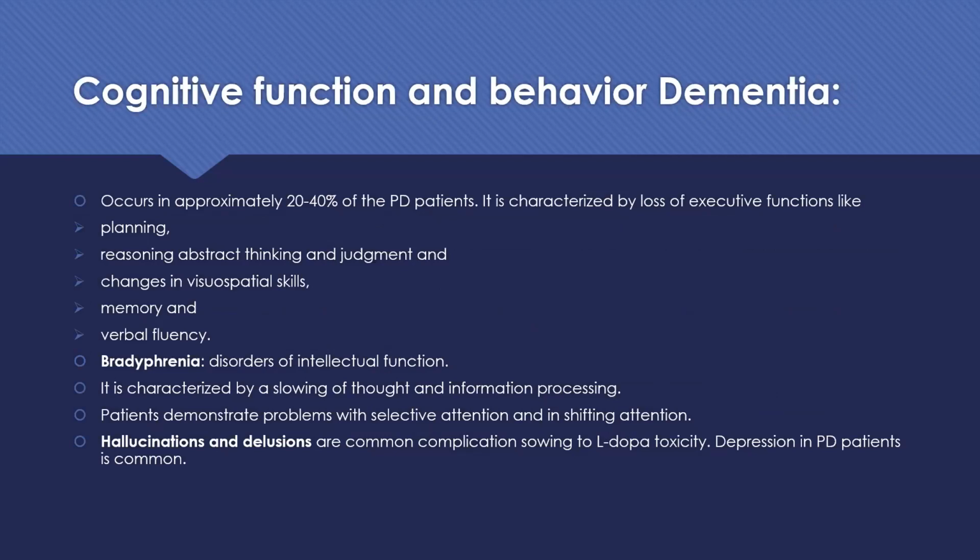Cognitive functions and behavior: dementia occurs in approximately 20 to 40% of Parkinson disease patients. This is characterized by loss of executive function like planning, reasoning, abstract thinking, and judgment. Changes in visual-spatial skills, memory, verbal fluency, and bradyphrenia, a disorder of the intellectual function, are characterized by slowing of thought and information processing. Patients demonstrate problems with selective attention and in shifting attention.